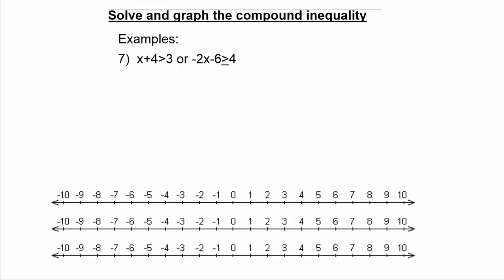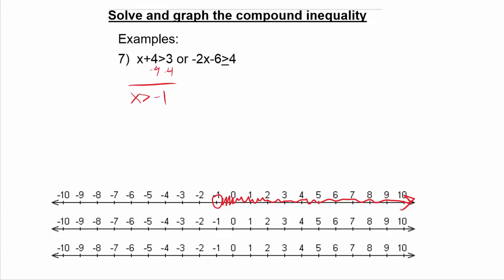And the solving works exactly as you might expect. We're just going to solve each side of the inequality here separately. So we're going to subtract 4 from both sides of the inequality sign here, which will give me x is greater than -1 for the first inequality. So I'm going to go to -1 on my number line again, put an open circle, and I'll shade out towards the right because x is greater than -1. I need all the greater numbers.